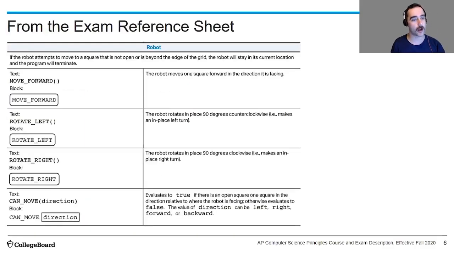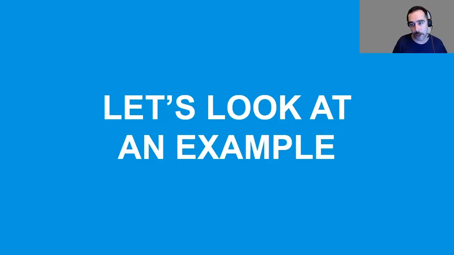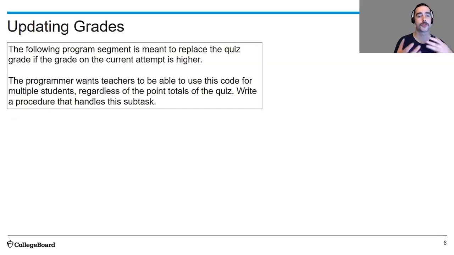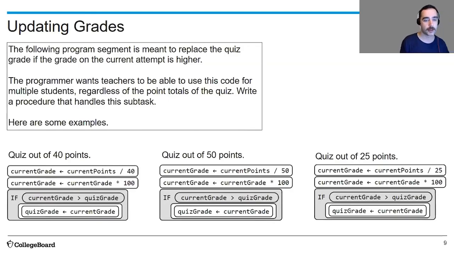Also, I want you to make sure that you're familiar with the exam reference sheet for working with robots in a grid. Let's start by looking at an example. Suppose that we have a program segment, and here's how it's supposed to work. If you retake a quiz and the current attempt is a higher grade than the grade you have on the quiz already, then it's supposed to update that quiz grade. And we want to be able to use this code for multiple students and teachers.